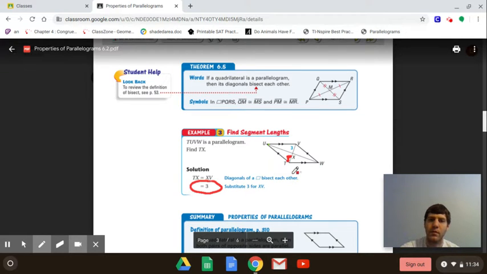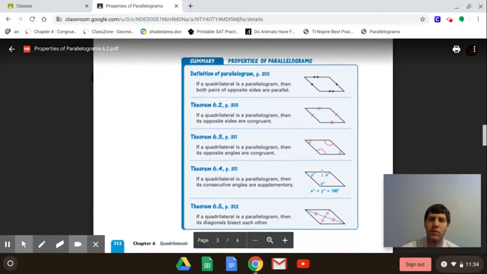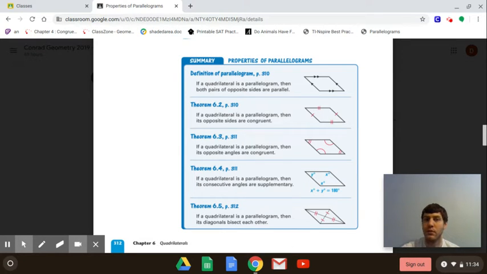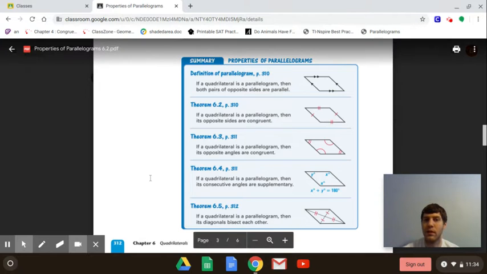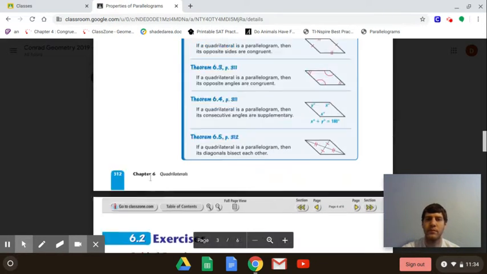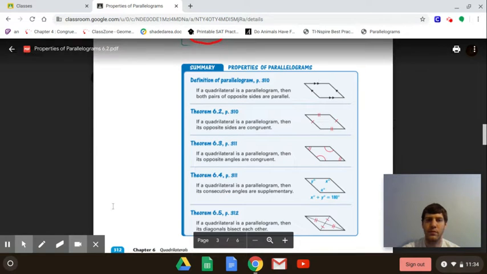All right. And then they simply give us a recap of the properties here. So there's your definition: 2 pairs of opposite sides parallel. And there are your four properties that you're looking at. Opposite sides are congruent, opposite angles are congruent, consecutive angles are supplementary, and diagonals bisect each other. Those are your four properties for parallelograms. Okay, and we'll do another screencast for going over the practice.